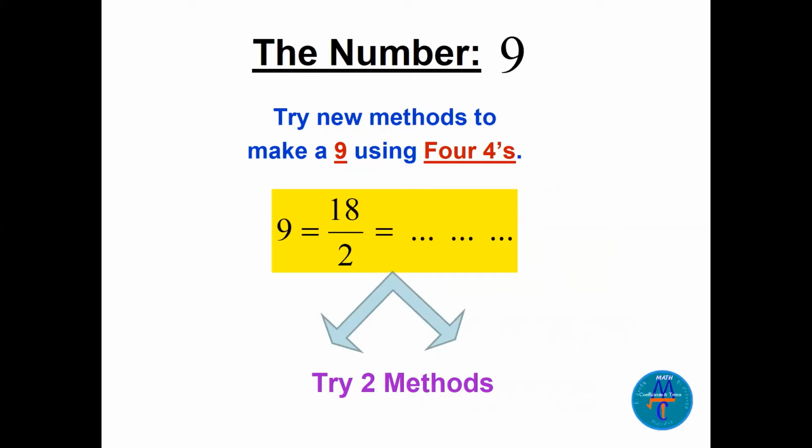Try new methods to make a 9 using 4 fours. See, in the previous 8 methods, we said that 9 is 8 plus 1. Okay, easy. Now, how about 9 is equal to 18 over 2? Because see, I have 2 here, so this can be changed to square root of 4. And then I have to play with the 18. Try to think here. I will present 2 methods here using 9 equals 18 over 2.